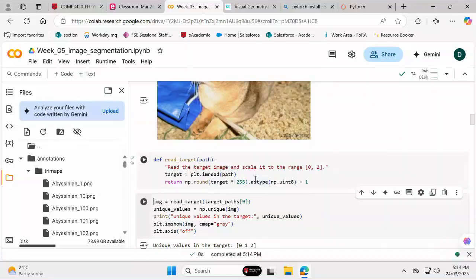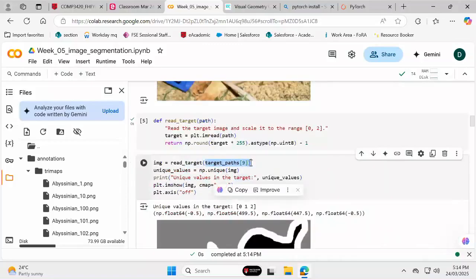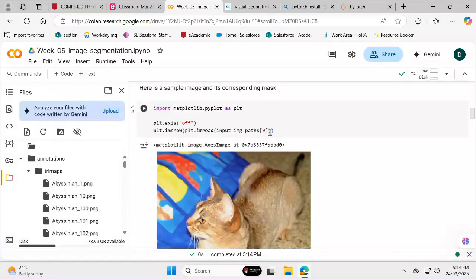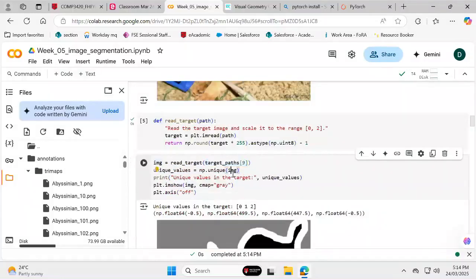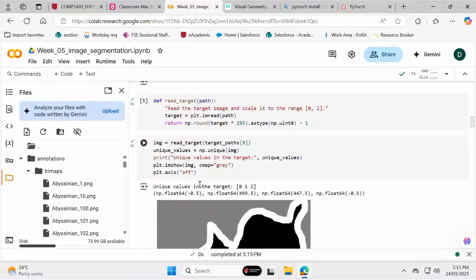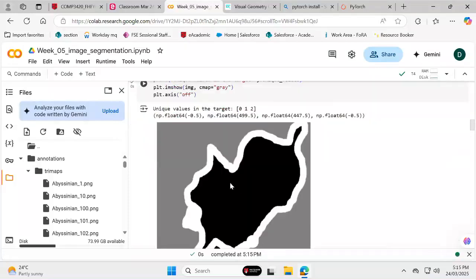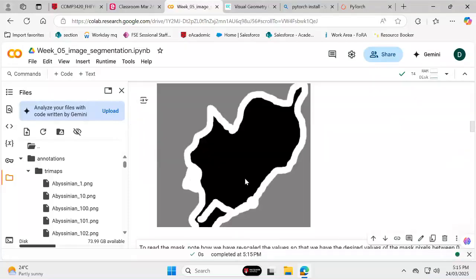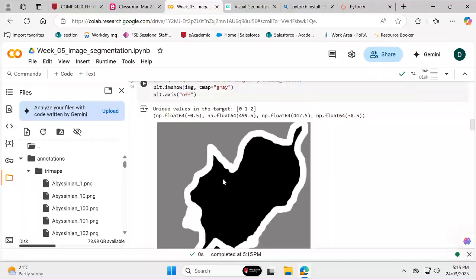So let's apply this, and now read the mask that corresponds to this image, number 9. Then just to make sure, let's display all the unique values, which must be 0, 1, and 2 as the possible values. And then display. Unique values 0, 1, 2, so looks okay. And this is the display of the mask. You can see it looks like 0 is the object, 1 is the background, and 2 is the contour, the border.